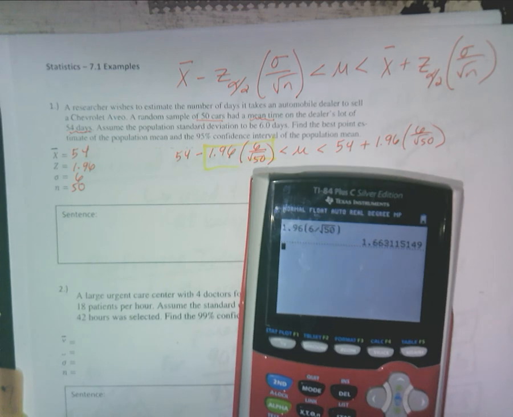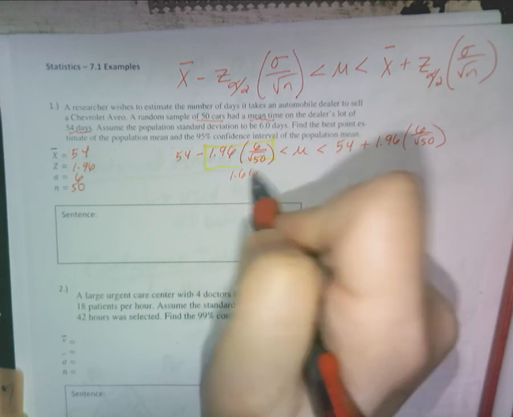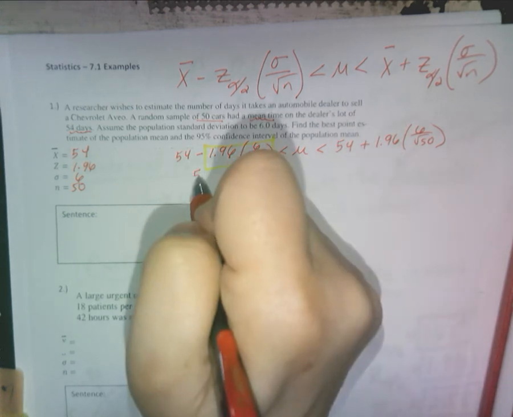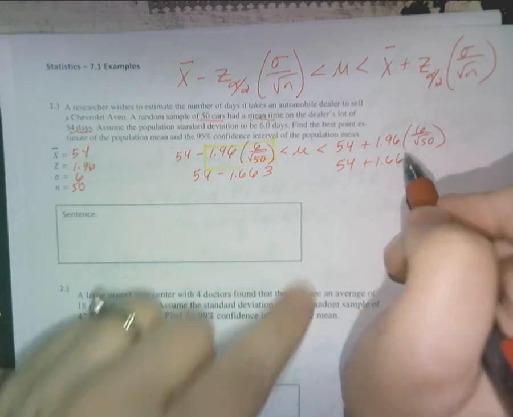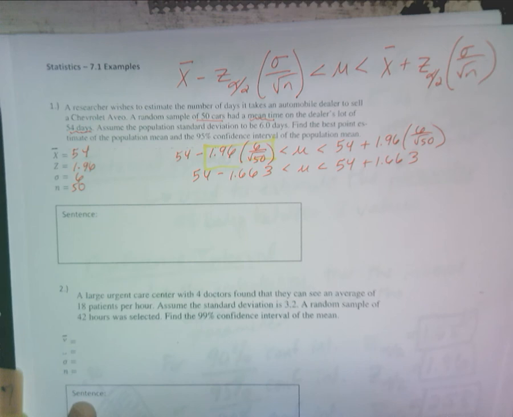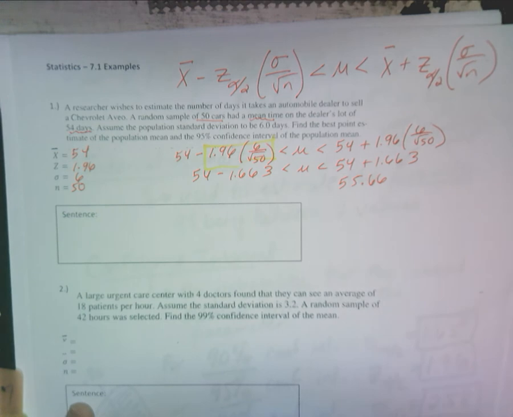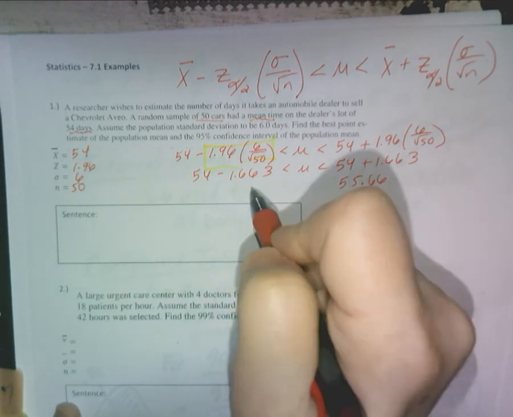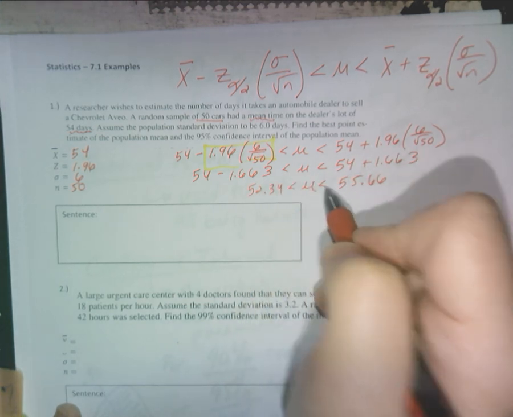So 1.663. What am I going to do with it? I'm going to subtract it from 54, and then I'm going to add it to 54, because it's the same thing on this side. So add that to 54, and I get 55.66. And then subtract that from 54, and I get 52.34.